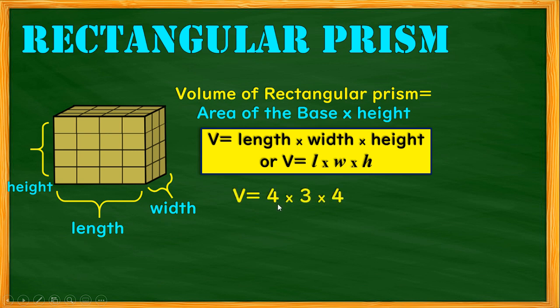Then substitute the values. We have 4 units for the length. The width is 3 units. Then the height is 4 units. So 4 times 3 times 4, the answer is 48 cubic units.